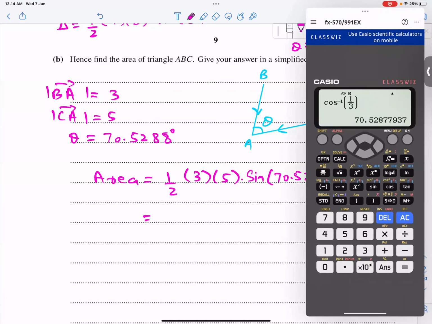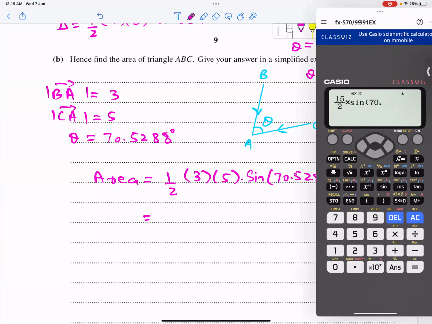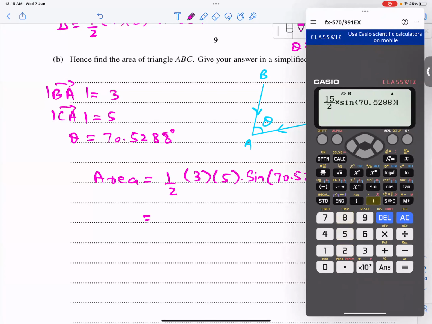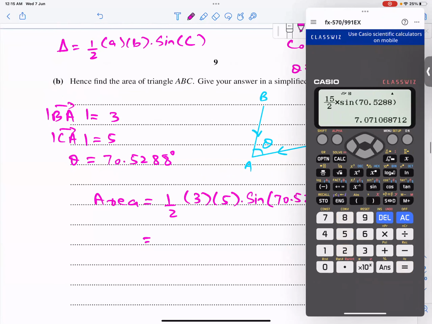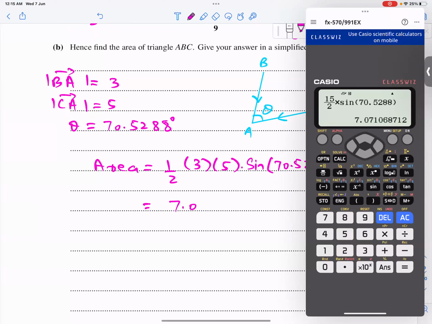So put these values in the calculator. 15 over 2 times sine of 70.5288. So my area will be 7.07, sorry, not degrees. This is area, not the angle. So area will be 7.1. Okay.